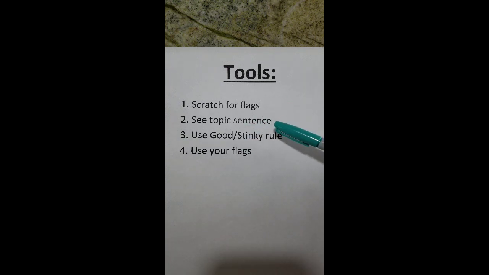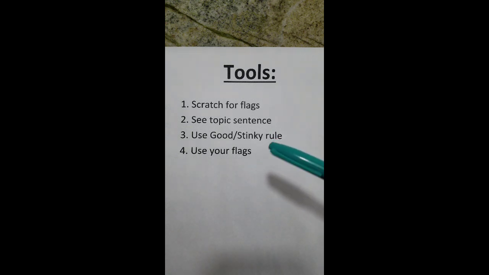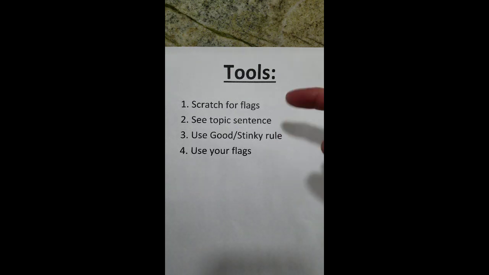Keep in mind that you want to look at the topic sentence, so preview the topic sentence, because that will help you understand the detail. Use the good stinky rule, and keep in mind that if you have a flag flip-flopper in there, that means the good stinky rule will flip. So that is going to be used in conjunction with the flags. Good stinky rule and flags go together, kids. So remember, when you are answering questions, preview, scratch the paragraph that you're in, look at the topic sentence, and then start working your way down.